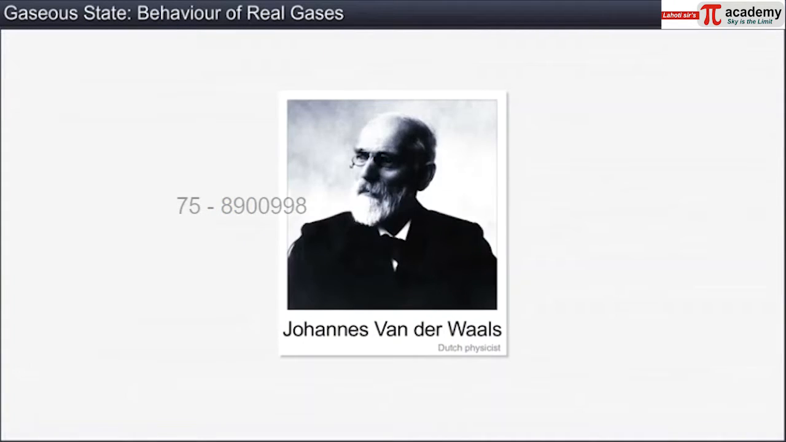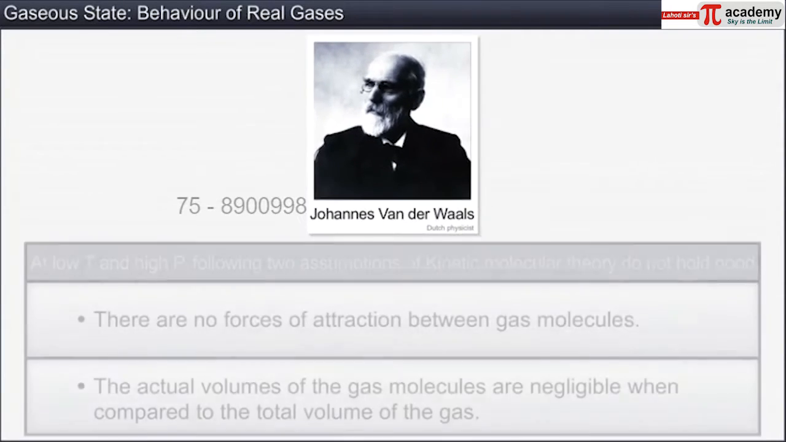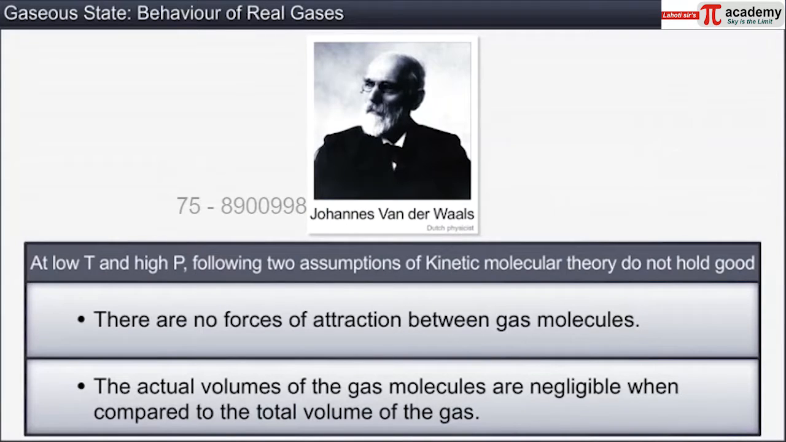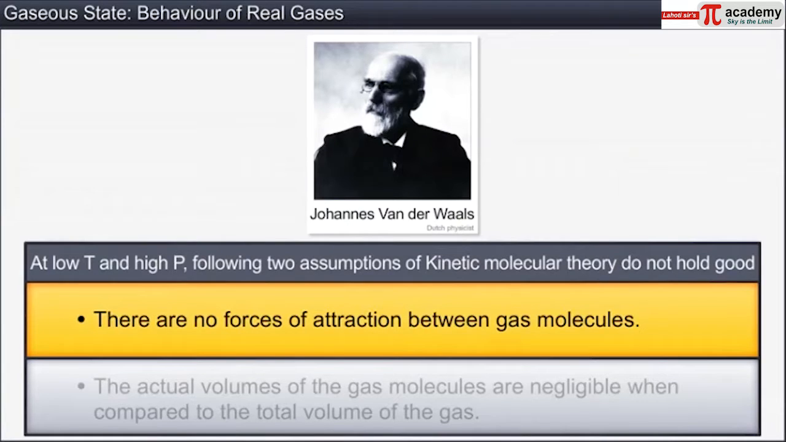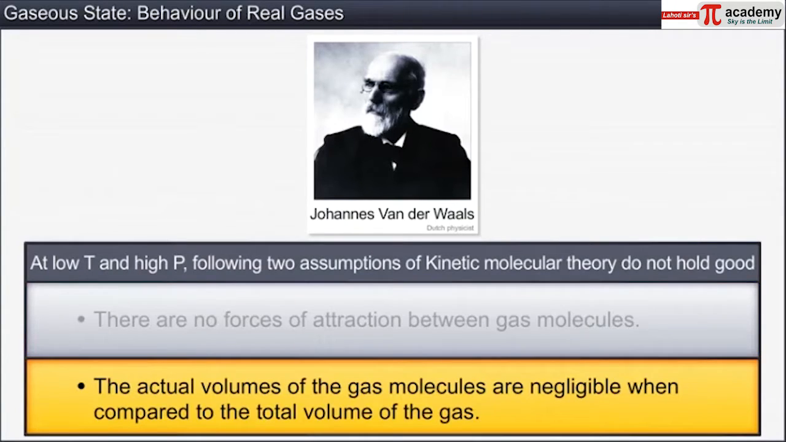Dutch physicist Johannes van der Waals gave an explanation for these deviations and modified the ideal gas equation in order to make it applicable to real gases. He observed that at low temperature and high pressure, the following two assumptions of the kinetic molecular theory do not hold good for real gases. Assumption 1. There are no forces of attraction between gas molecules. Assumption 2. The actual volumes of the gas molecules are negligible when compared to the total volume of the gas.